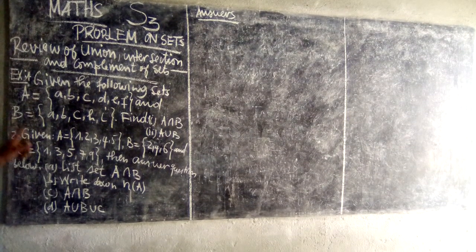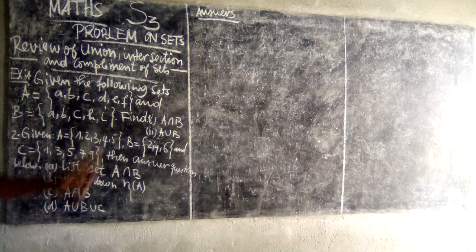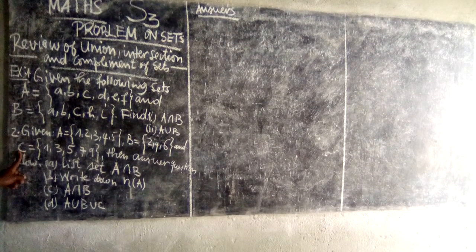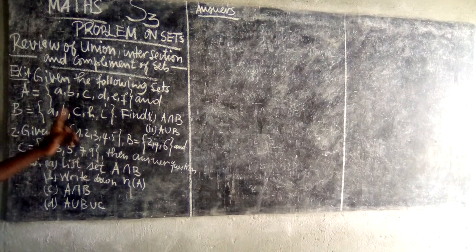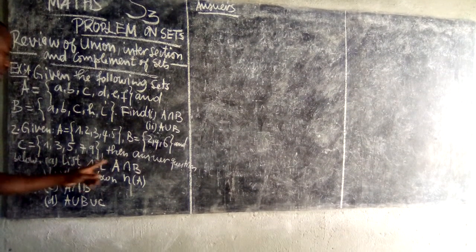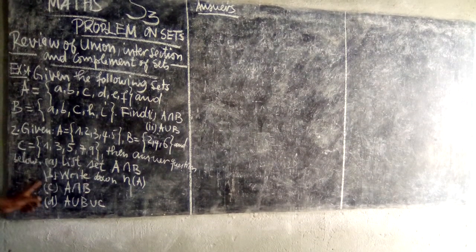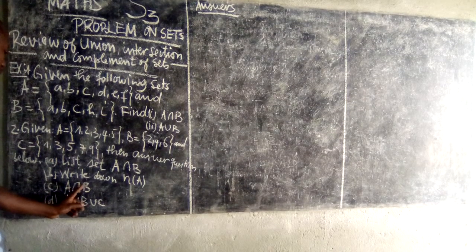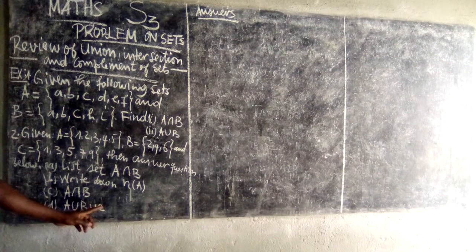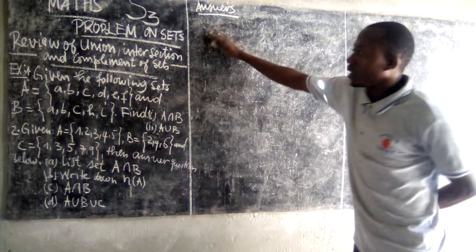About number 2, the given set A is 1, 2, 3, 4, 5. Set B is 2, 4, 6, and set C is 1, 3, 5, 7, and 9. Then answer the questions below. A. List set A and B. B. Write down the number of set A. C. A intersection B. D. Set A union B union C. Okay, answer of number 1.